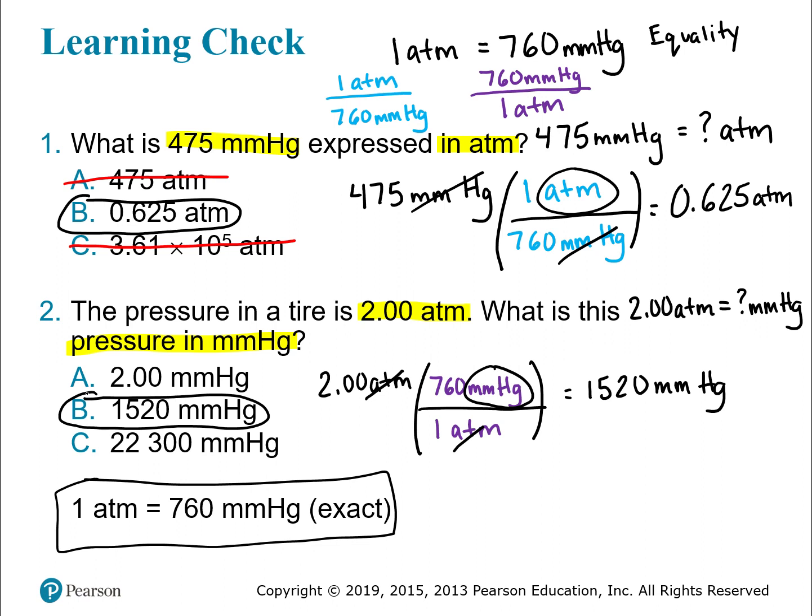This is another one that you can reason without using your calculator, as long as you know 1 atmosphere is equal to 760 millimeters of mercury. Because you'll know, okay, well, it's not 1 to 1. 1 atmosphere is not equal to 1 millimeter of mercury. So that's out of the question. And 22,000 seems a bit high when we've only got 2 atmospheres.